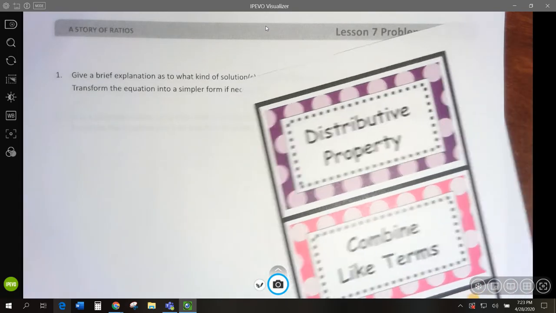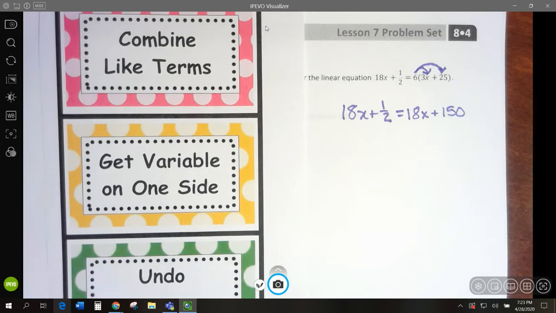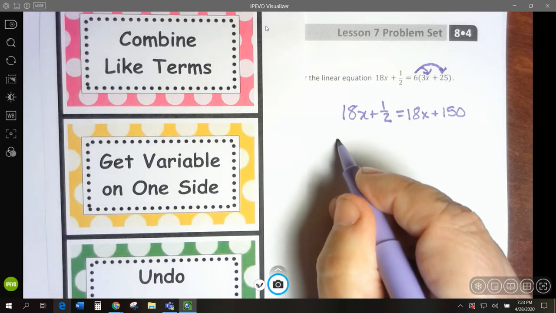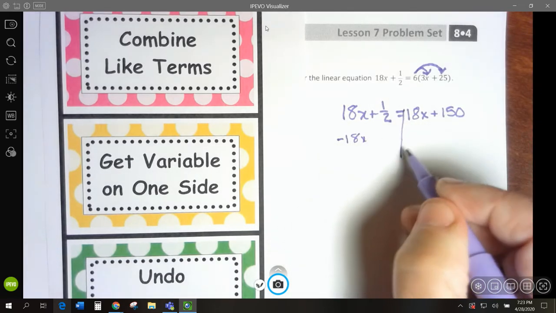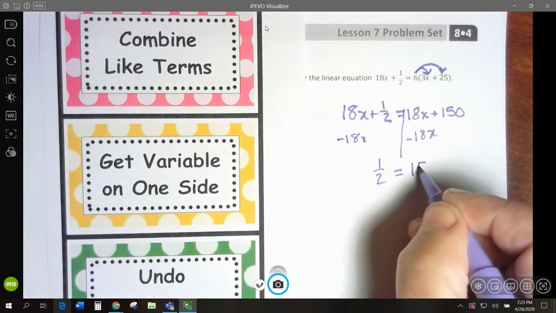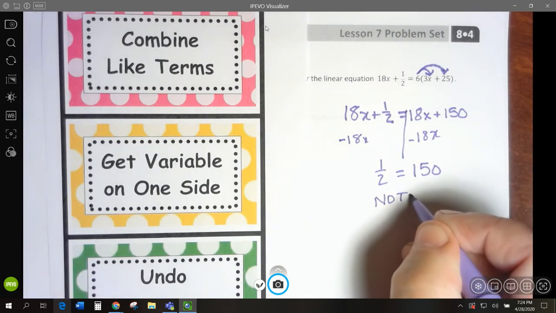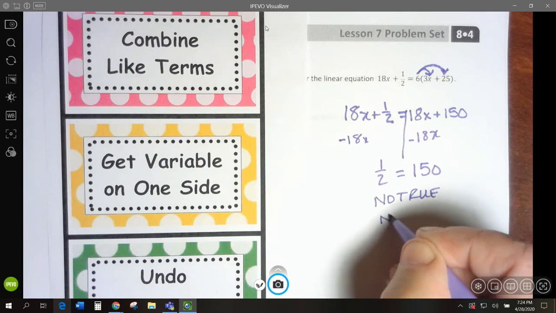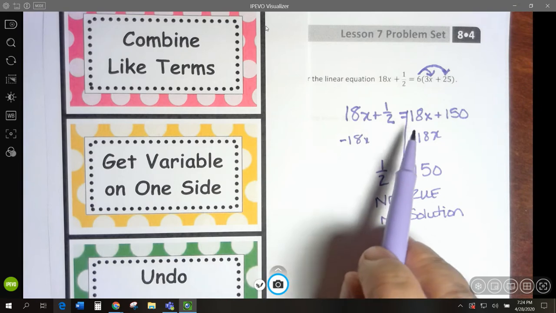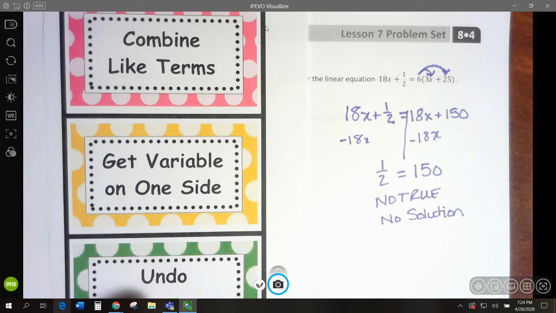First we did our distributive property. There's no like terms to combine, so let's get our variable on one side. Our variable is 18x, so you subtract 18x on both sides, and we ended up with 1/2 equals 150. We know that's not true. Therefore, there are no solutions. And like I said, we kind of knew that already because we had the same number of variables on each side, but we're adding different amounts. So that's never going to work.